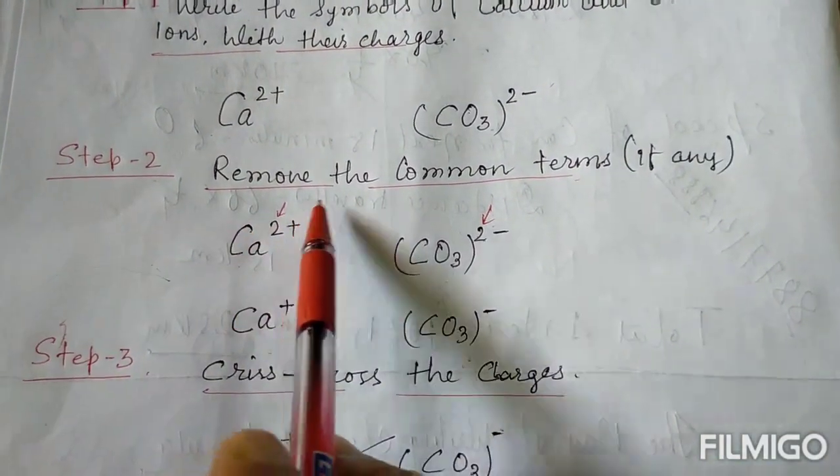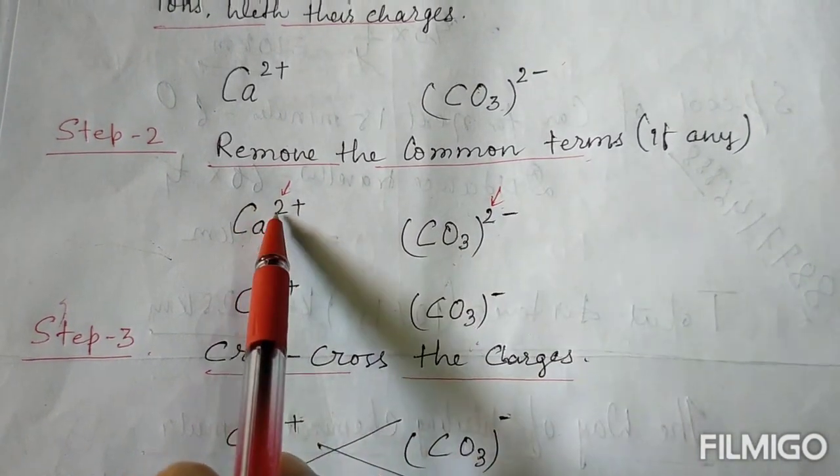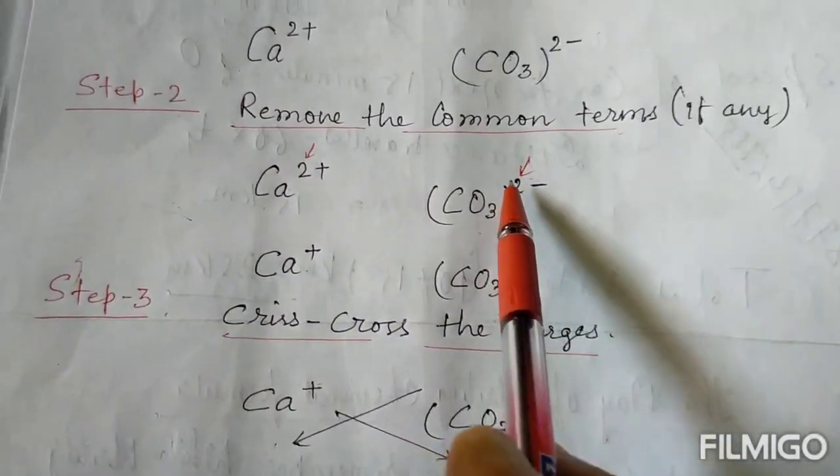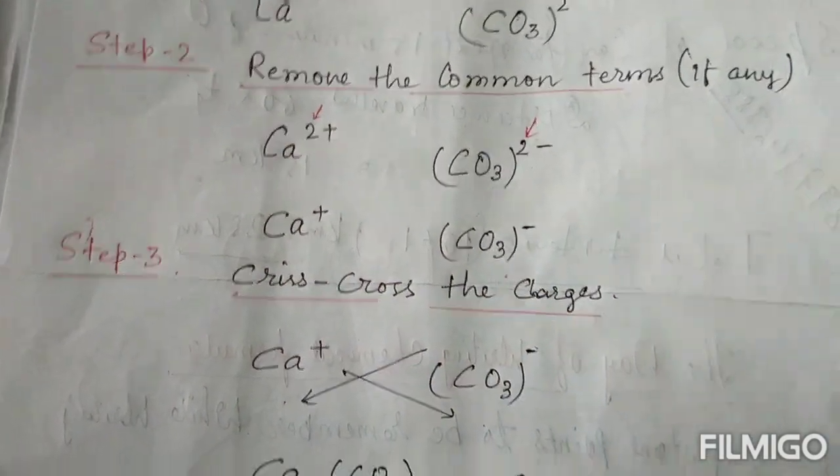Second step, remove the common terms. Here 2 is the common term, so we will remove 2 from both sides. Now we will write Ca plus and CO3 minus.